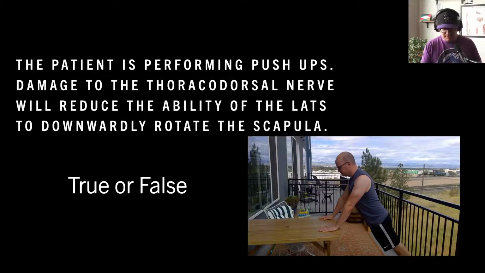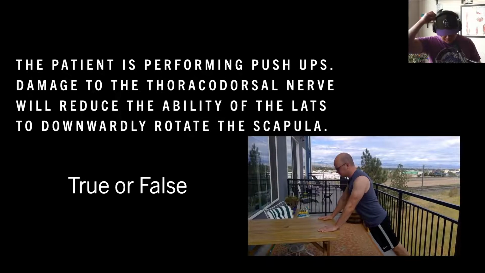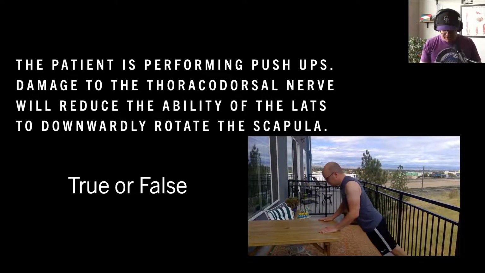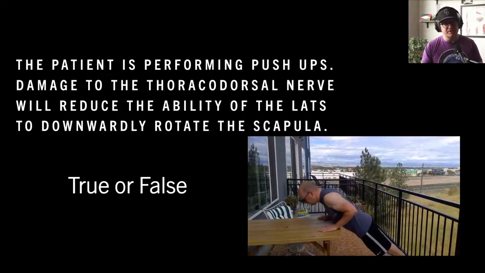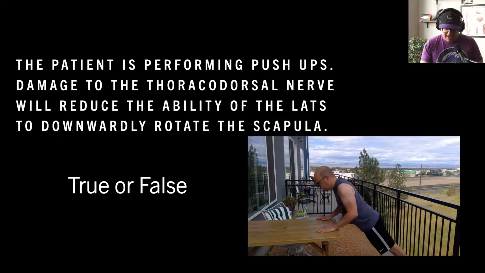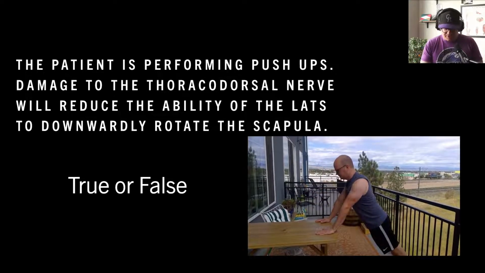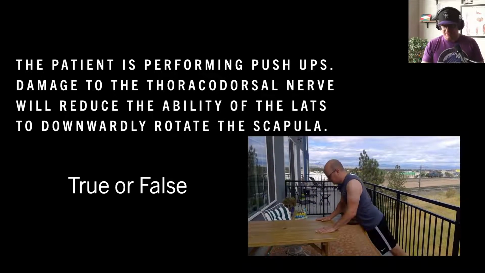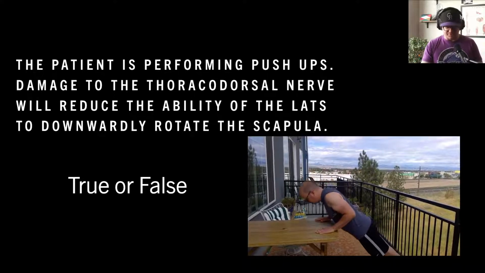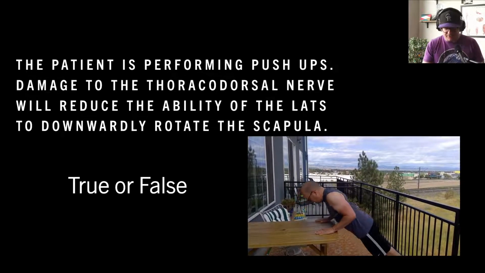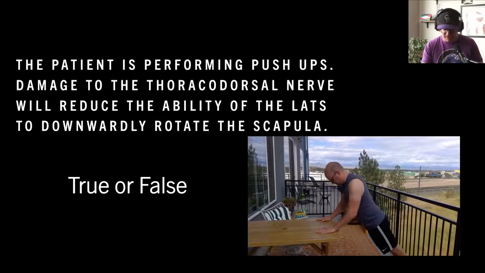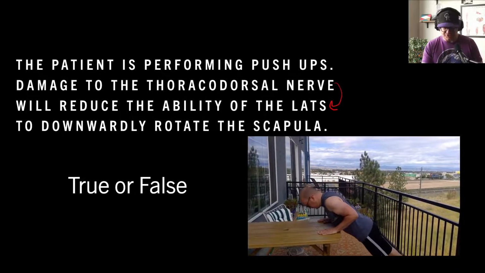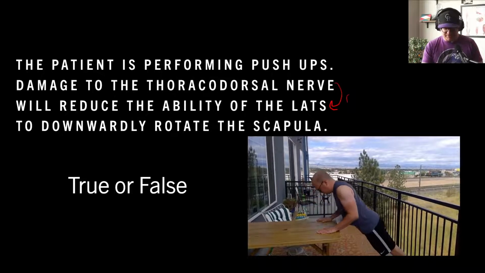Right? The patient's performing push-ups. Damage to the thoracodorsal nerve will reduce the ability of the lats to downwardly rotate the scapula. Okay, so let's work through this. As the patient's performing, the damage to the nerve will reduce the ability. This doesn't have anything about direction. There's no eccentric, concentric. So obviously the thoracodorsal nerve is connecting to some muscle, and they're saying here the lats. So is that true? Yes, we're going to make that positive.